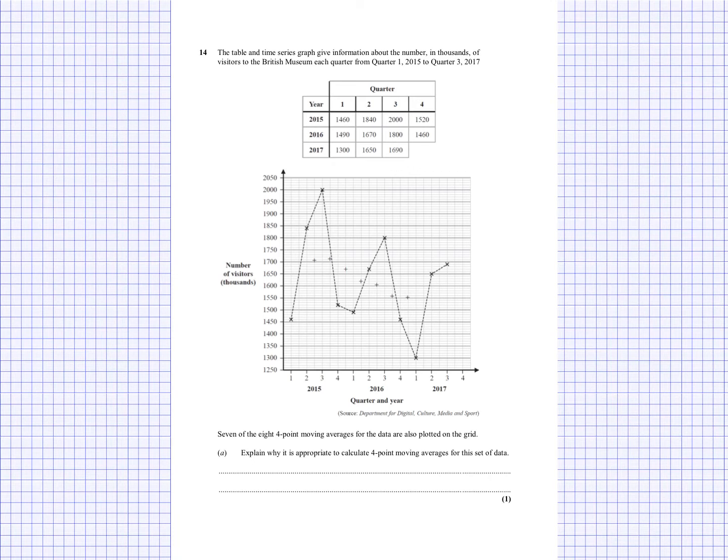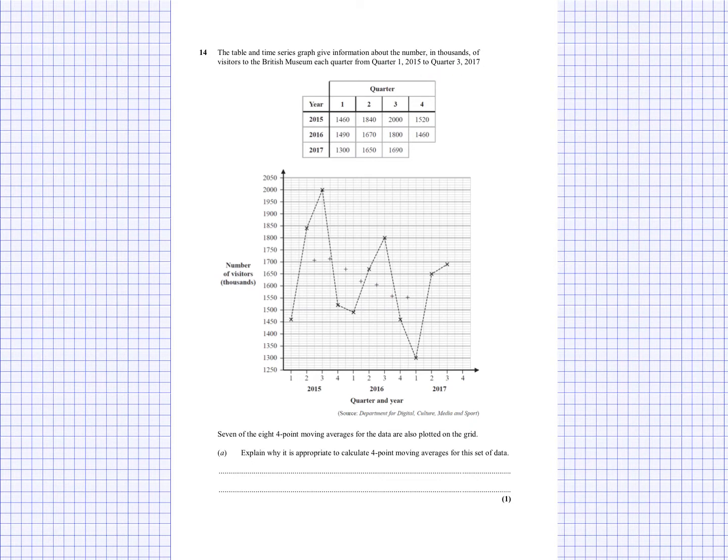In question 14, we've got a time series graph here. Okay, some information there. Let's read it. So the table and time series graph give information about the number in thousands of visitors to the British Museum each quarter from quarter 1 of 2015 to quarter 3 of 2017.